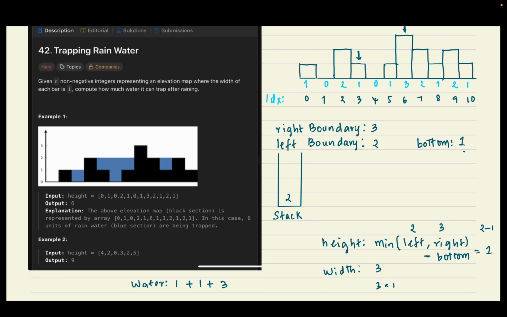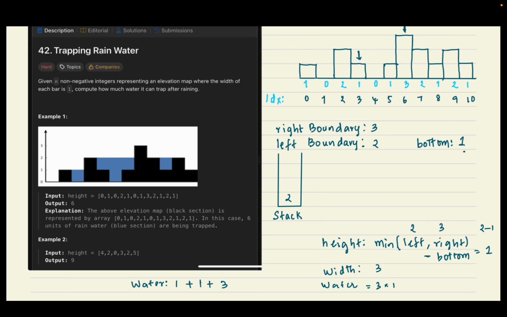This is the water which can be stored, right? So if you visually see, these are the 3 units. Okay, I hope you understood the glimpse, right? At any given point, I need to determine what is its right boundary.